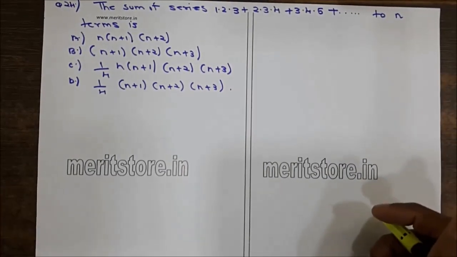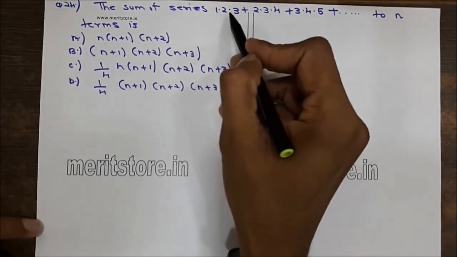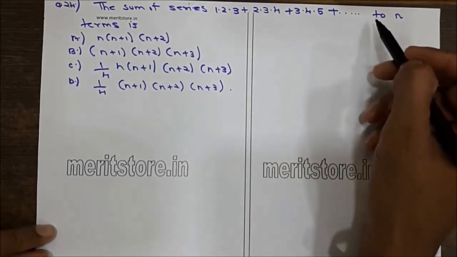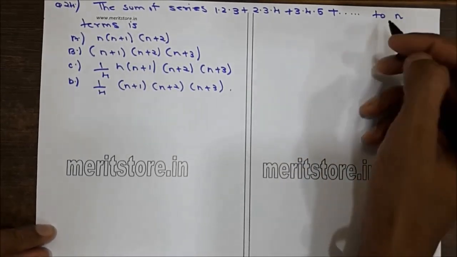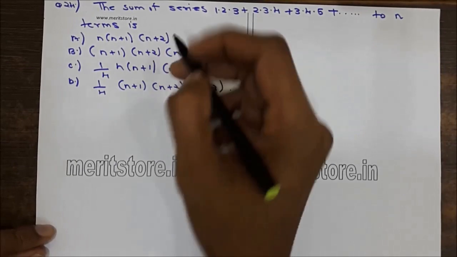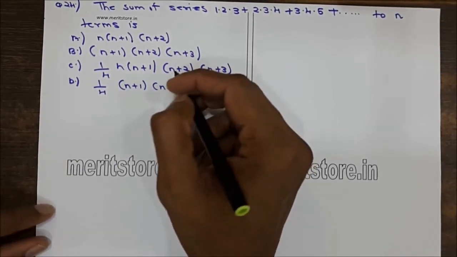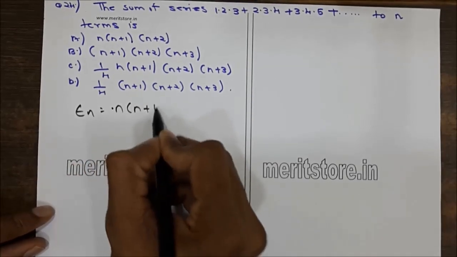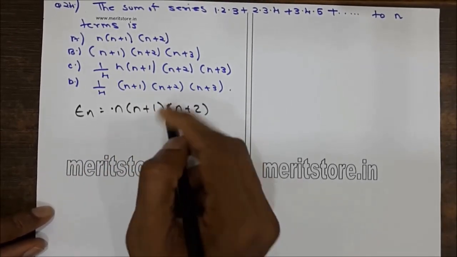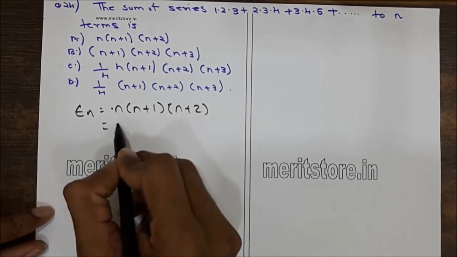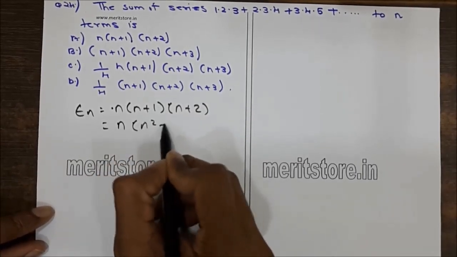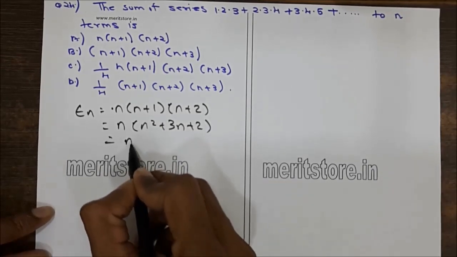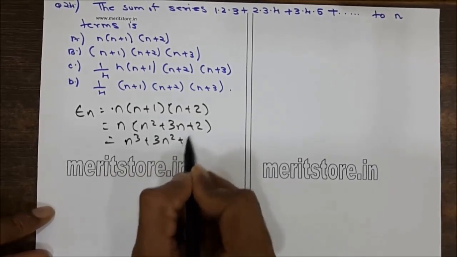Question 24. The sum of the series 1 into 2 into 3 plus 2 into 3 into 4 plus 3 into 4 into 5 plus so on to n terms is, we have four options. So we have the term tn as n into n plus 1 into n plus 2, which can be further solved as n of n square plus 3n plus 2. We multiply n in the bracket, we get n cube plus 3n square plus 2n.